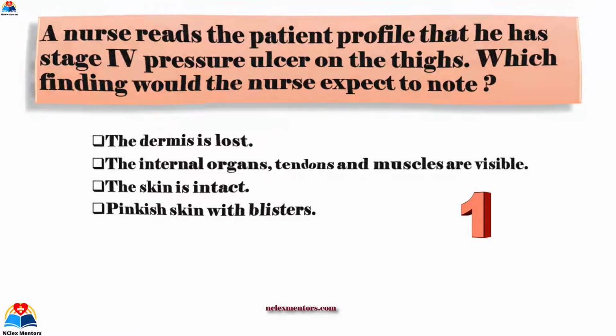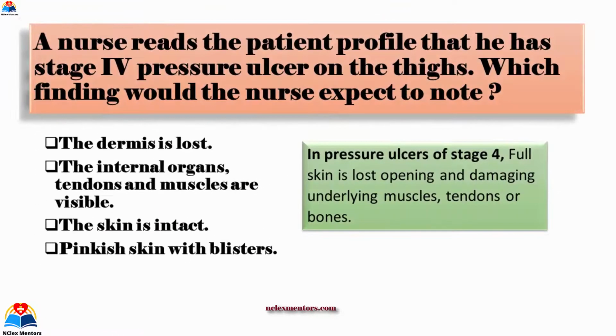Okay, let me reveal the answer to you. The correct answer to this question is option number 2. In pressure ulcers of stage 4, full skin is lost opening underlying muscles, tendons, or bones. There could be damage to these underlying tissue too in this condition, so this is a very serious situation. I hope you got the answer right.